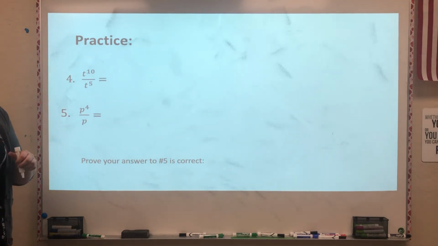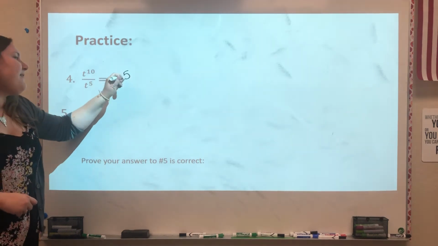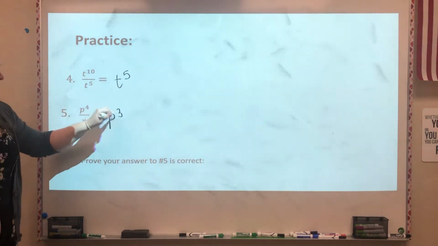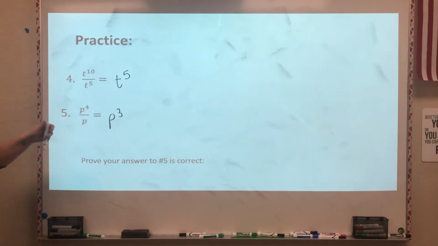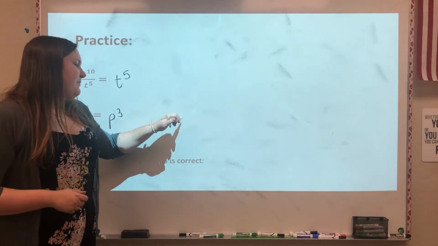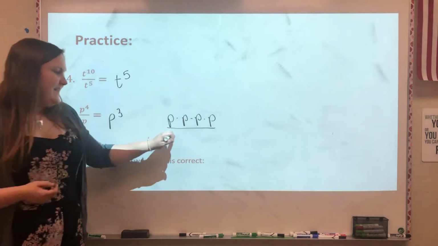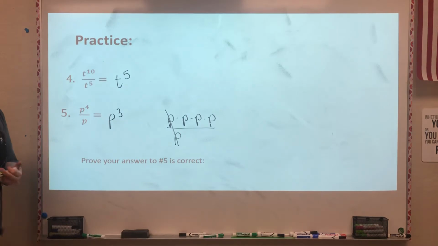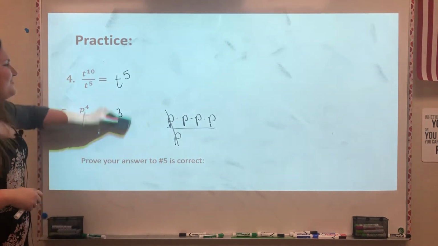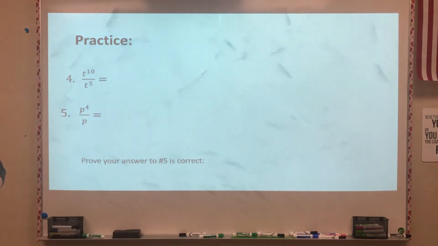Well, we're using that exponent rule that says you're subtracting exponents in division problems. So this would be t to the 5th power. If I subtract here, that would be p cubed. If I wanted you to prove to me that's correct, you could do exactly what we were doing earlier. You could say, well, p to the 4th power is p times itself 4 times. P divided by p is 1, so one of those would cancel out, and you're left with 3 p's multiplied together, which is p cubed.